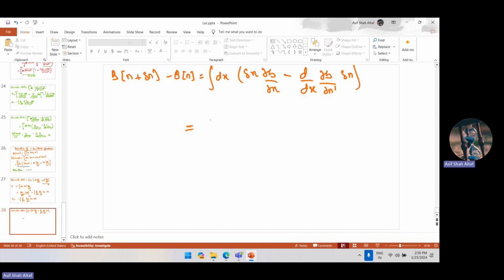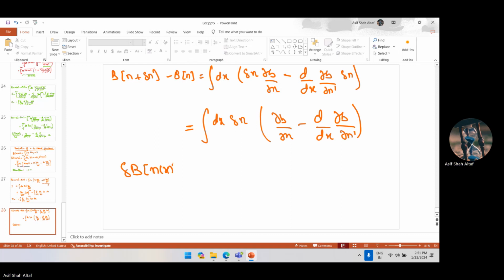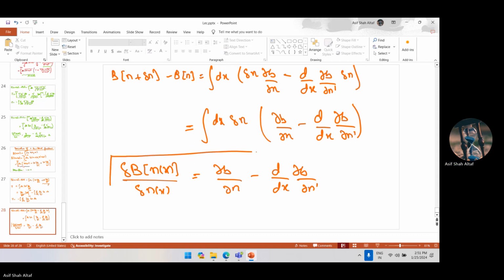Now we can bring it in the form that we want. We have dx, we have delta n, and whatever is remaining inside is the functional derivative. Fine. So I will write it as this. This is what we define as the functional derivative of a semi-local function. Okay.